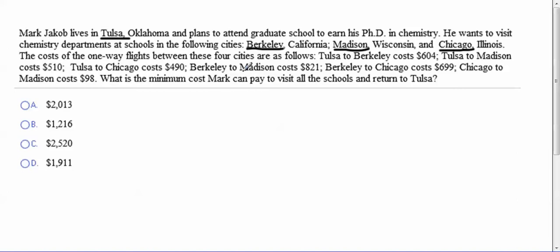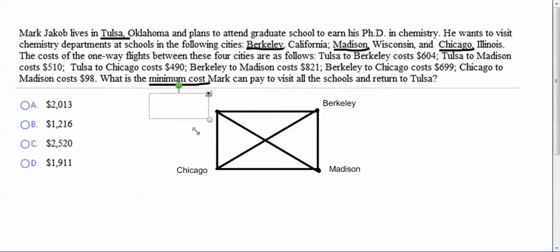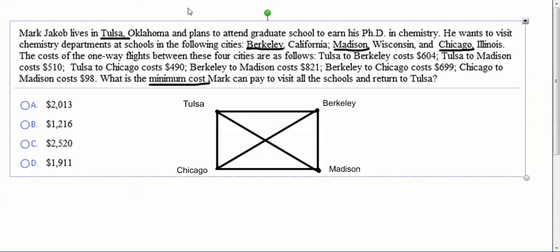And then we're going to have an edge connecting every pair of vertices. And then we have different costs to fly from one city to the other cities. And at the end, we want to find the minimum cost. So what I'm going to try to do first is magically have a graph appear. Let's see if this works. Ta-da!